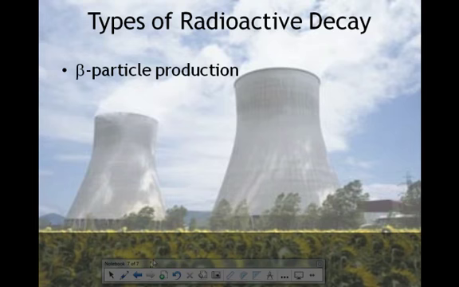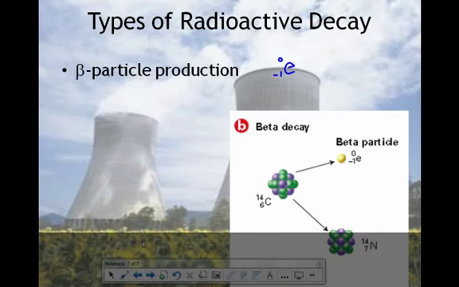There's also the beta particle production. Remember what beta particles are. That's our electrons. So we have no mass. We have the -1 charge. All right, what happens when we produce beta particles? Here's an example of beta decay. If we have a carbon atom, this is carbon 14, so it's the more radioactive isotope of carbon, then it can decay into nitrogen and a beta particle. An electron would be released.